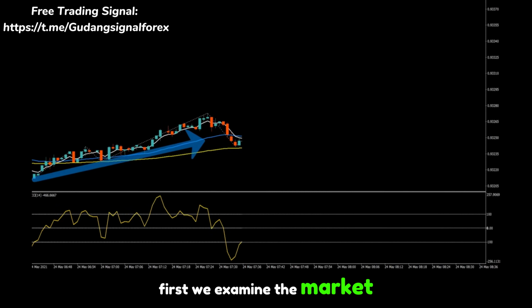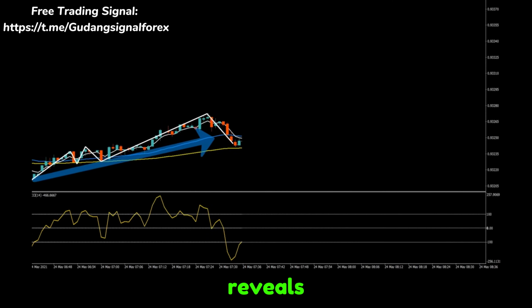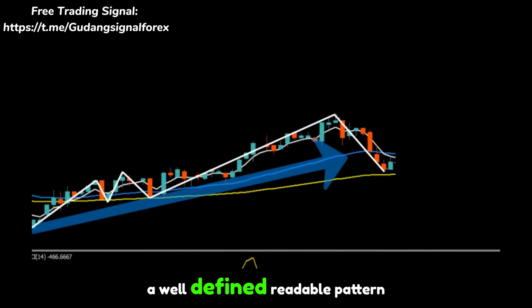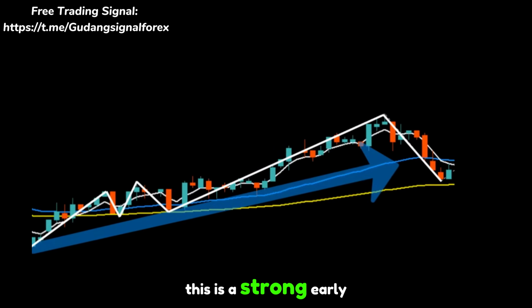First, we examine the market structure that has formed. To do that, we're using the zigzag indicator. And look at what it reveals. The market is moving in a well-defined, readable pattern. This is a strong early sign that any trading signal forming here has a high probability of accuracy.